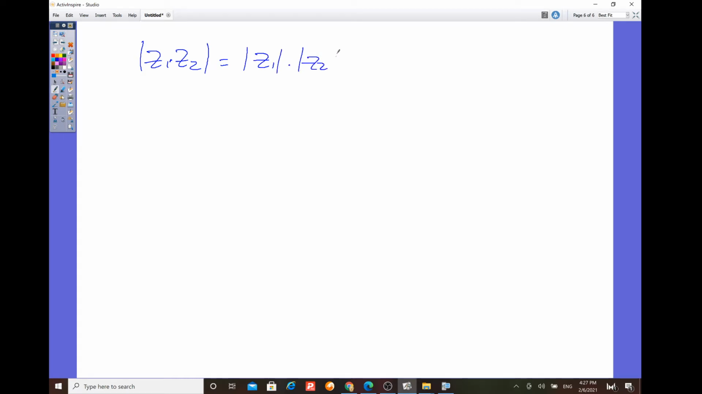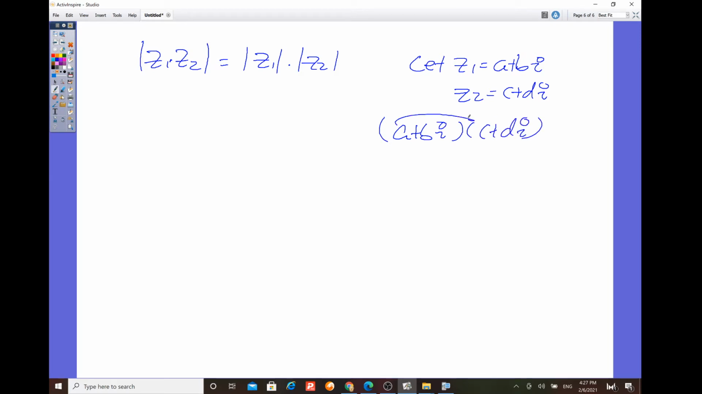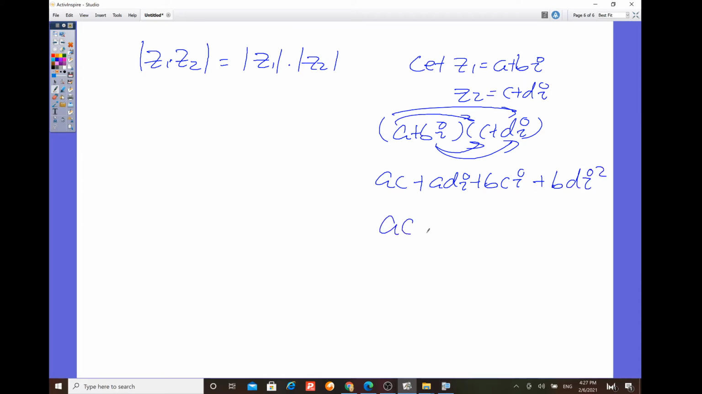the magnitude of z2. So again, z1, let's say it's a plus bi, z2, c plus di. So multiply them, so FOIL, a plus bi, c plus di. First, outside, inside, and last. Simply FOIL. So AC plus ADI plus BCI, and then plus BD i squared. i squared is -1, so it's AC minus BD.